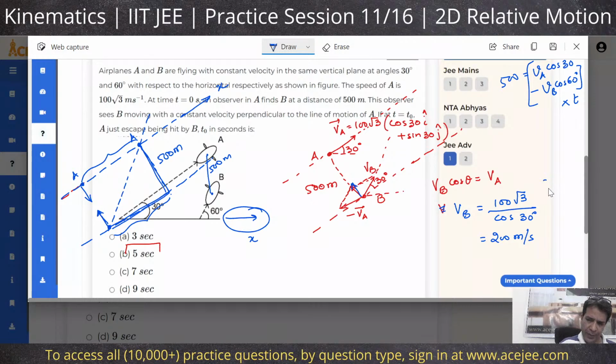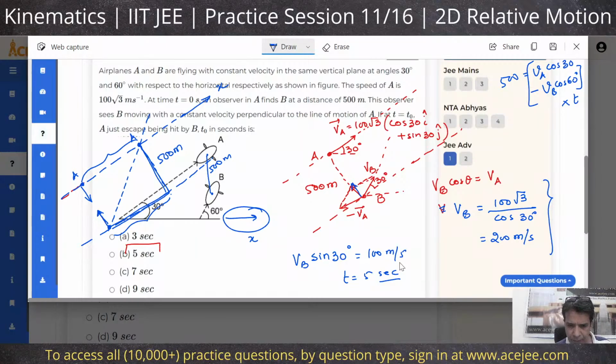So anyway, let's complete the math here. So what do we get? VB sin 30 equals 100 meters per second. The time comes out to be 5 seconds, which is interesting. So let's revisit what you have written here. This is equal to 0. सर इससे 5 सेकंड नहीं आएगा सर जो मैंने लिखा है. You will not get the 5 seconds.